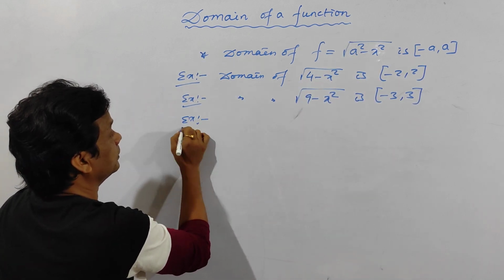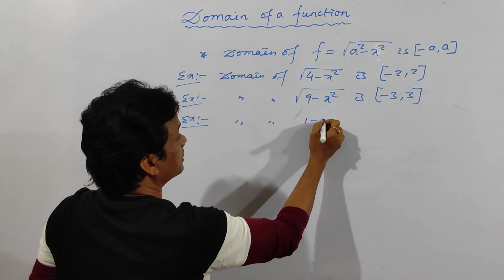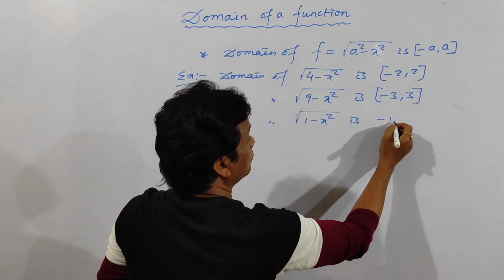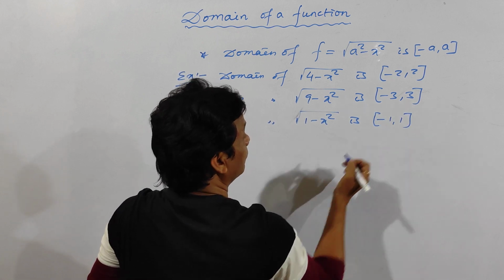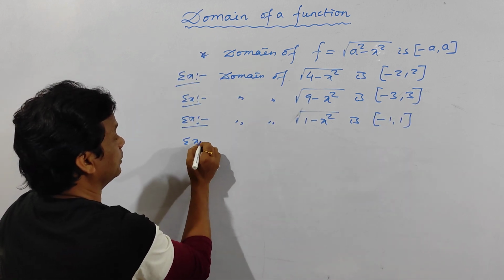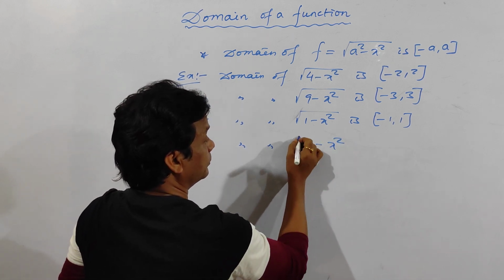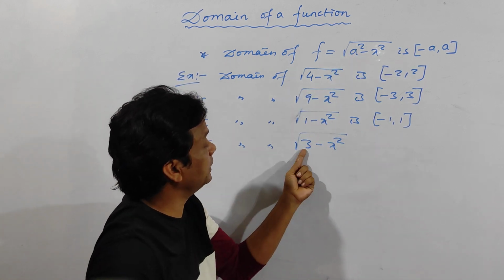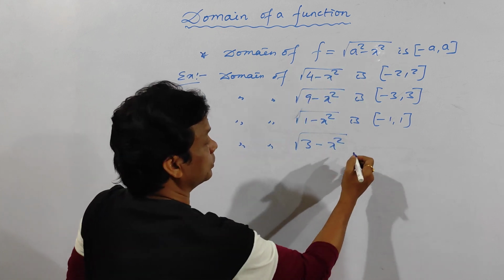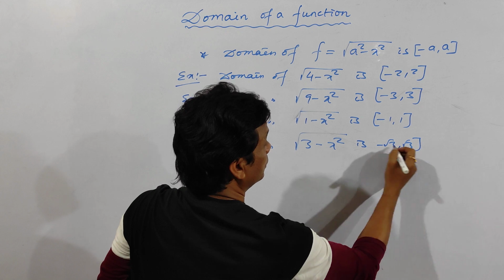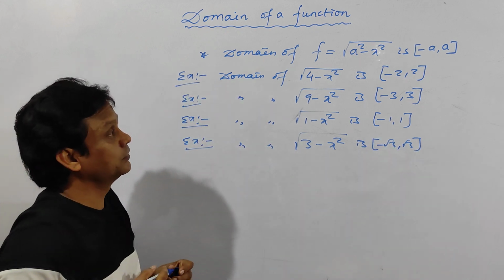Another example, domain of root over 1 minus x square is the closed interval minus 1 to 1. Again, another question I am giving you, domain of root over 3 minus x square. In place of a square I have written 3, so a is equal to root 3, and the answer is the closed interval minus root 3 to root 3. So this is your answer.